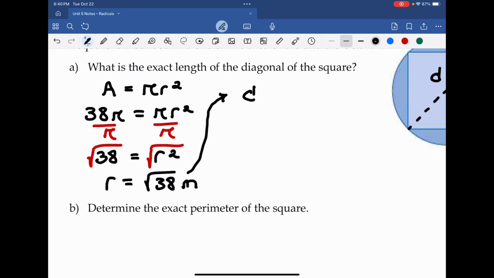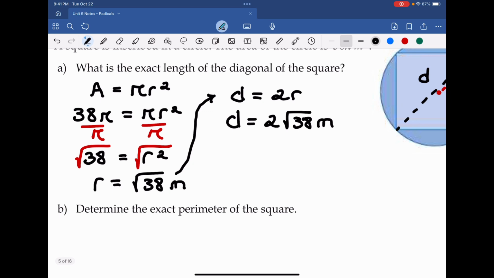In order to get the diagonal or the diameter, this is equal to 2 times the radius. Therefore, the diagonal or diameter is 2 times the square root of 38 meters. And we're just going to keep it exactly as that. Perfect. Okay, so we have our diagonal, we have our radius.